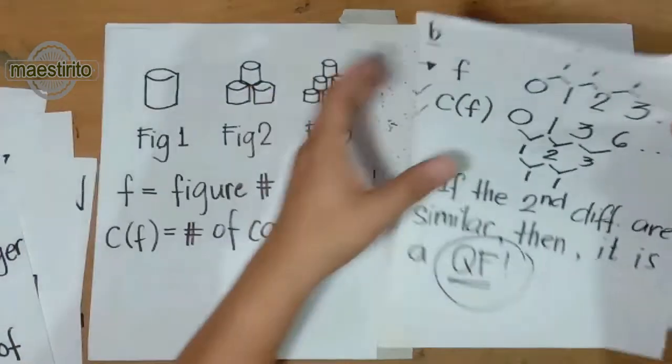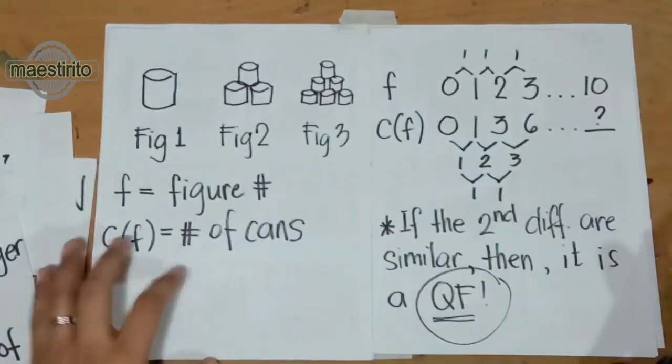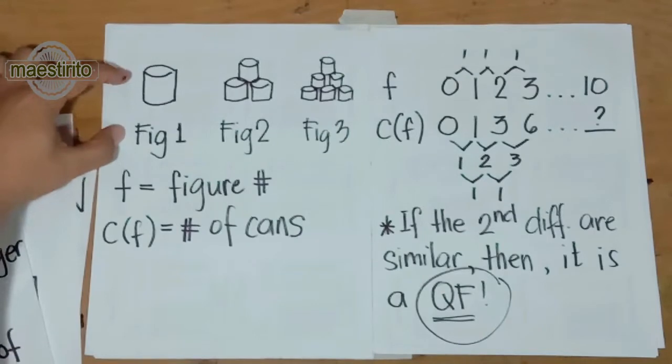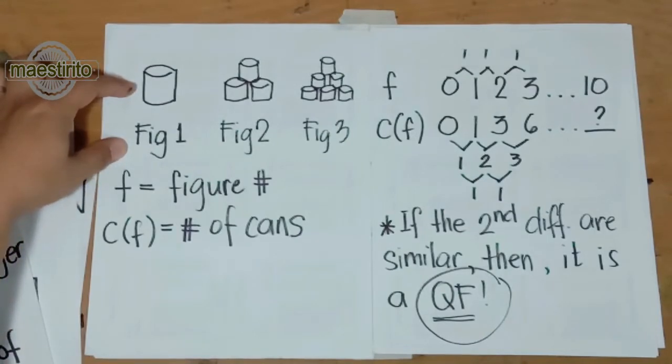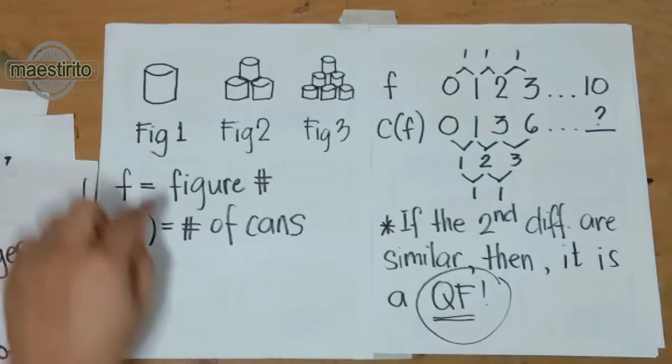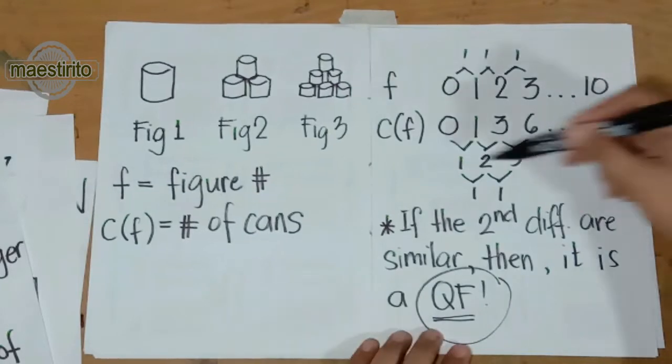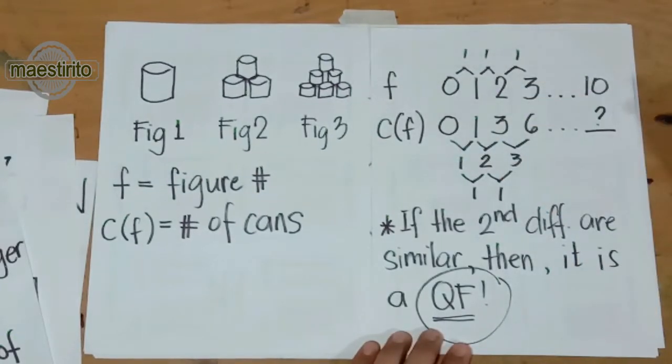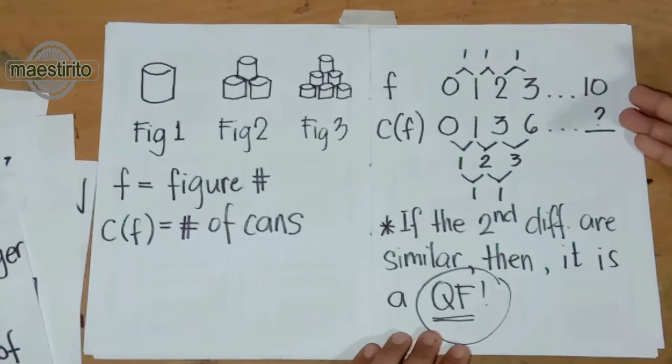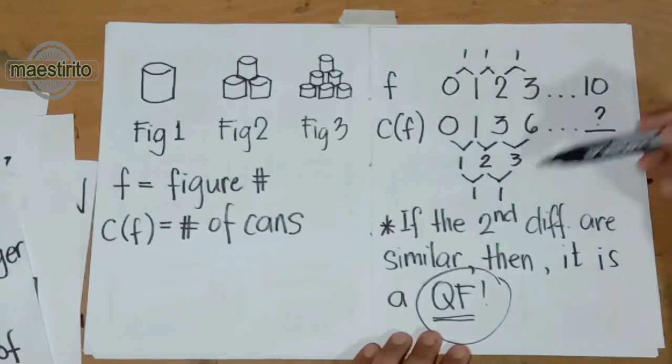So this is the problem. You have figure 1, the number of cans for figure 1, there's only one can, and so on and so forth. We have constructed a table of values, and our dilemma now is, for the 10th figure, how many cans will there be? So we need to find the model for this one so that it would be easy for us to solve the number of cans given the f value.